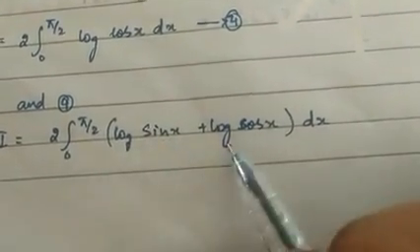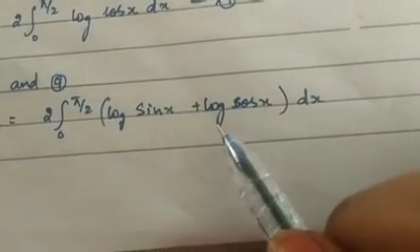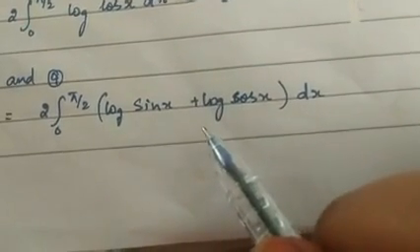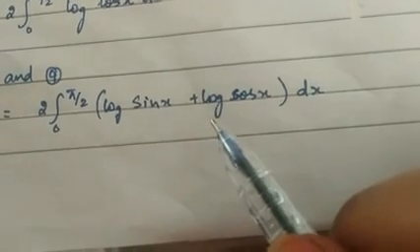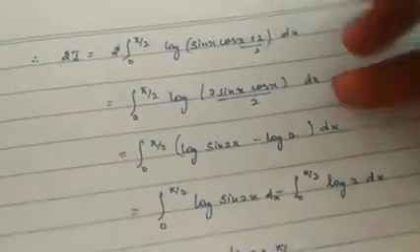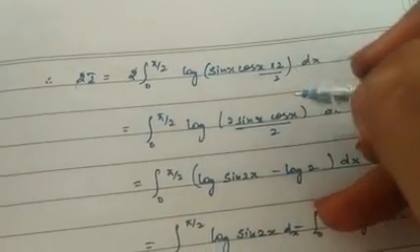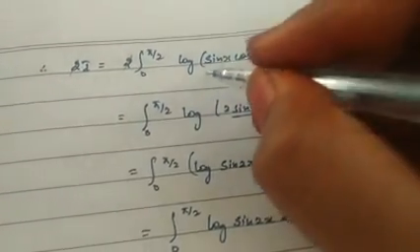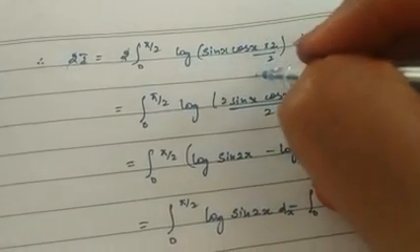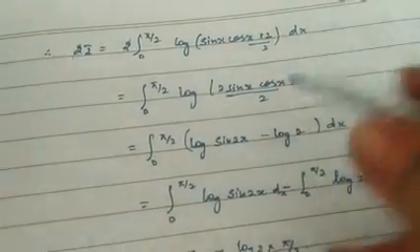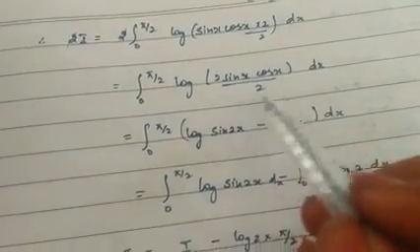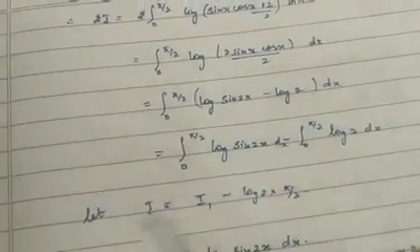Log a plus log b can be written as log a into b. Log a into b is nothing but log of sin x cos x, and you can add and subtract log 2, or you can multiply and divide by 2 in the next step. This I told in the previous video itself. Now this 2 sin x cos x can be written as sin 2x, and log a divided by b can be written as log a minus log b. Therefore, it can be written as log sin 2x minus log 2. Write the integral as well as the dx.